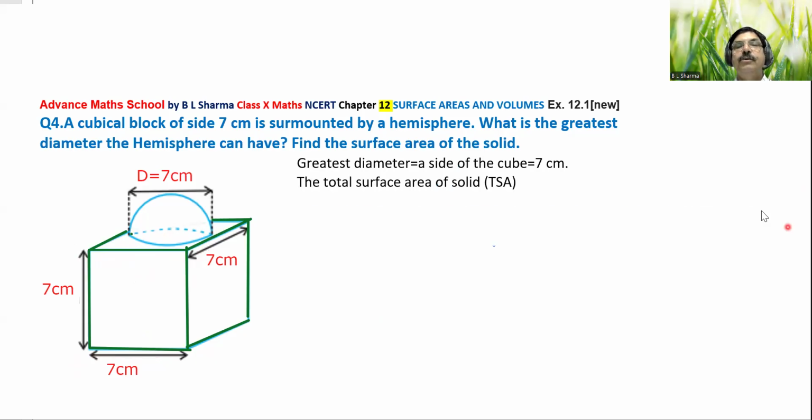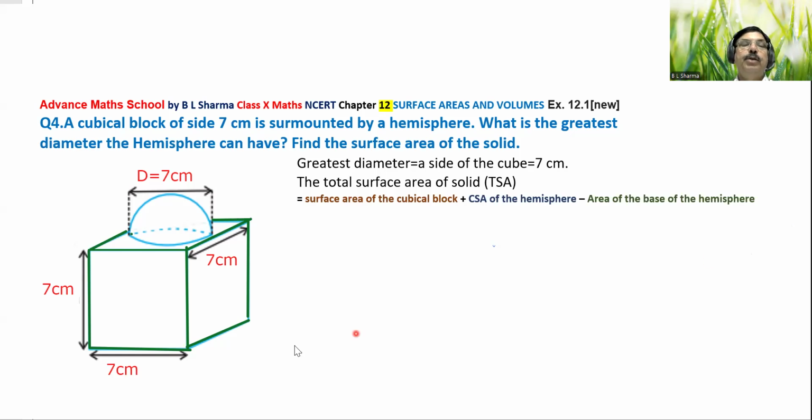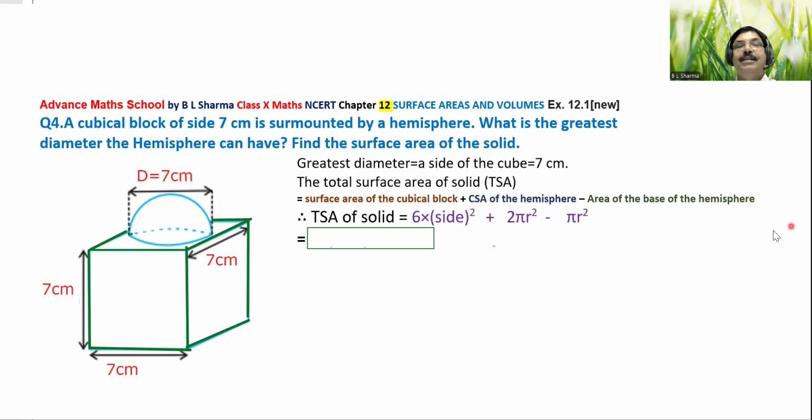Total surface area of solid is given by the surface area of cubical block. पूरा cubical block का total surface area होता है, देखो 6 into side square. You know surface area of cube is 6 into side square. Curved surface area of hemisphere ये, लेकिन ये जो portion है इसका, ये circle वाला portion है, ये cover up हो गया, इसको हटाना पड़ेगा आपको. So area of base of the hemisphere, so that is 6 into side square plus 2 pi r square minus pi r square. That is 6 into side square plus pi r square.